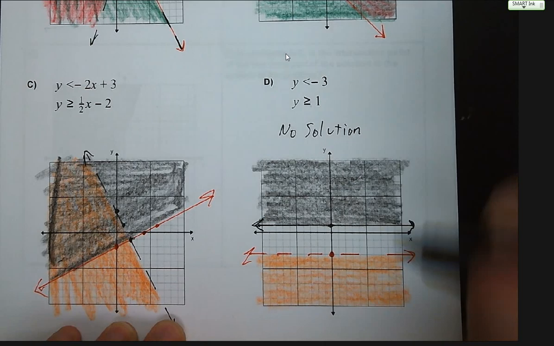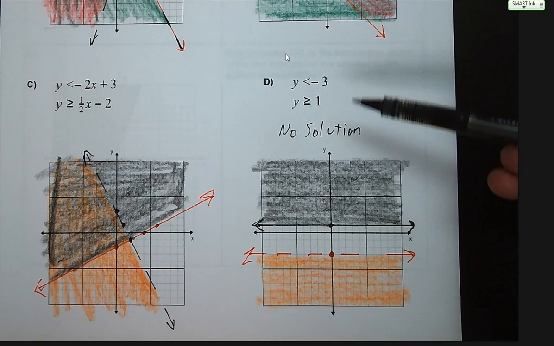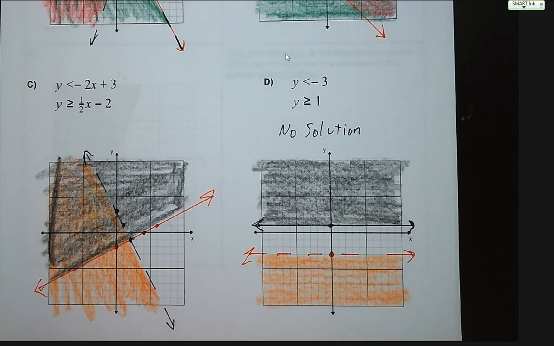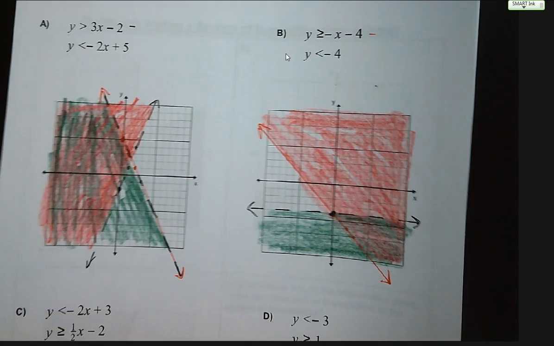There is no point anywhere on a coordinate grid that would satisfy these two equations because it cannot be both less than -3 and greater than 1. So this would be a problem where there is no solution. All right, so that is possible with inequalities.